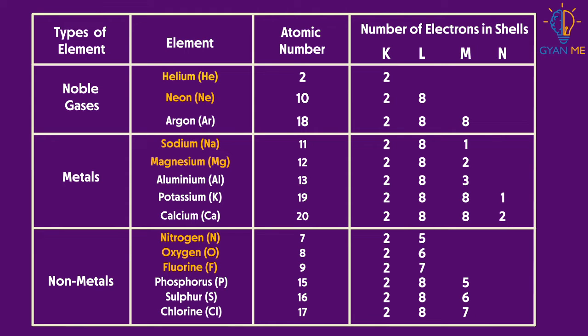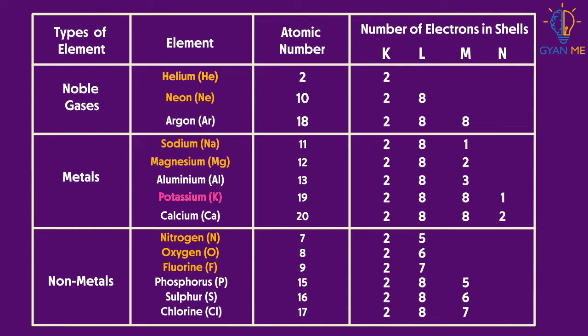For example, say helium has 2 electrons, so its first orbit K has 2 electrons. Magnesium has 12 electrons, so its first orbit K has 2 electrons, L, which is second orbit, has 8 and M has 2 electrons. Similarly, potassium, whose atomic number is 19, that is, it has 19 electrons, has an electronic configuration of 2, 8, 8, 1 respectively in K, L, M and N orbits.